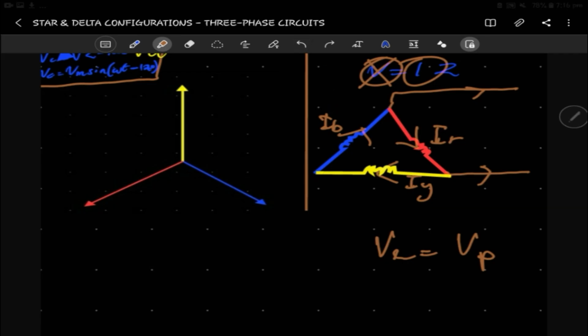And these are actual terms, they are not just concepts, they are used in a lot of systems. Generally the delta is used a lot because it produces a higher output, and we'll see the relationship later. So the ones that we've just drawn out are the line currents, and the ones on the phases are the phase currents.